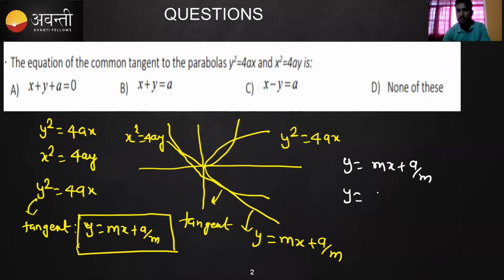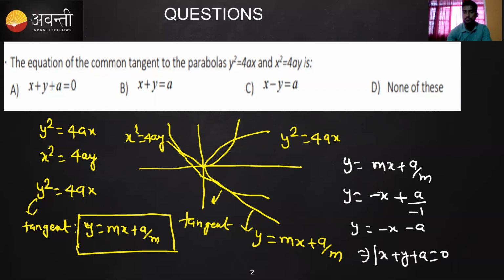Just put minus 1 here, it will be minus x plus a divided by minus 1. So from here it will be y is equal to minus x, minus a. If you take everything to one side, it will be x plus y plus a is equal to 0, guys. So this is the common tangent to both the parabolas.